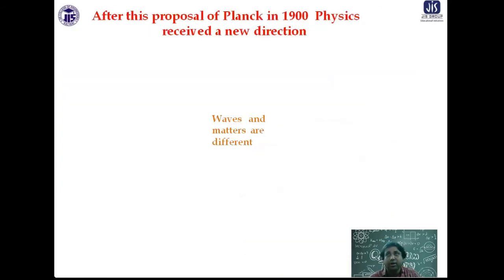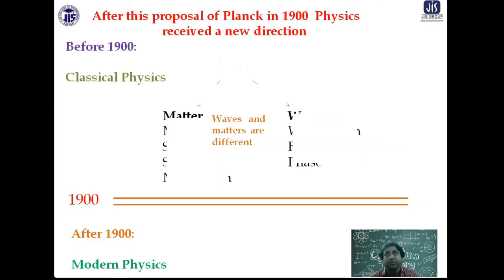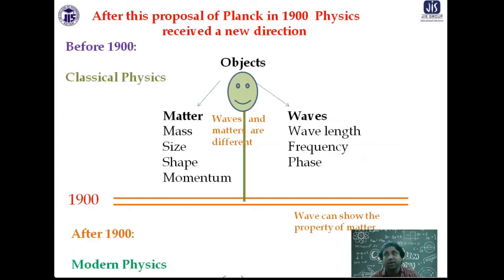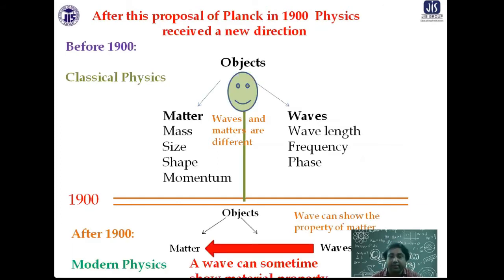So again, the major outcome of these two experiments, the photoelectric effect and the Compton effect, is that both experiments are telling us that waves can be photon-like. A known wave can show the property of matter. Light can show the property of a photon. X-ray can show the property of a photon. What are photons? Photons are like matter because they are colliding with electrons. They are defined by mass and momentum. So what does it imply? It implies that a known wave can show the features of matter.